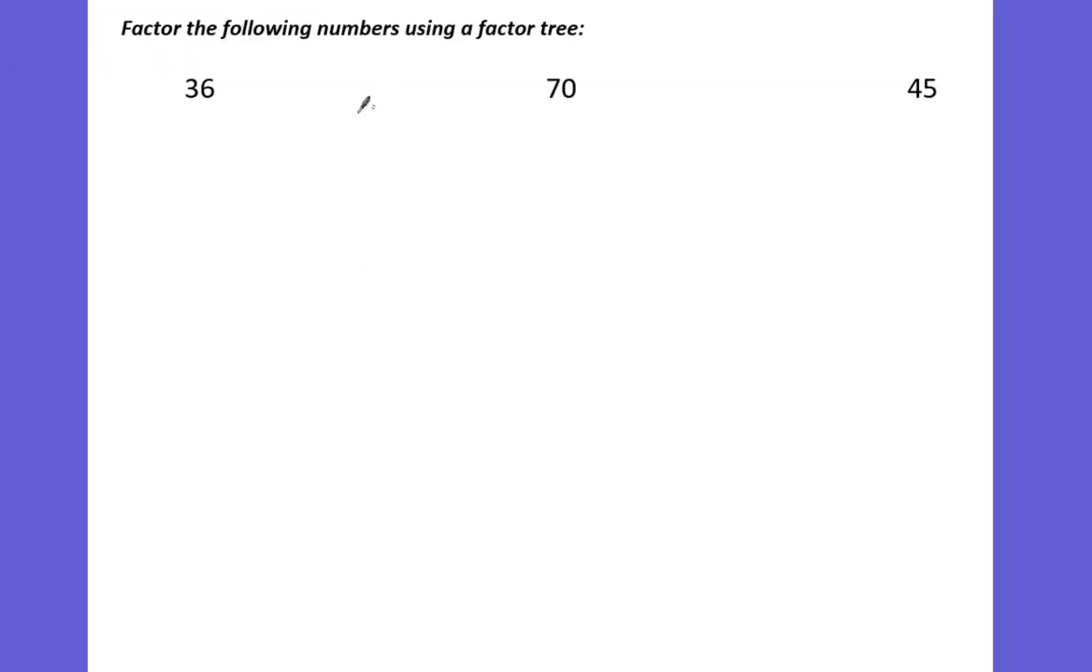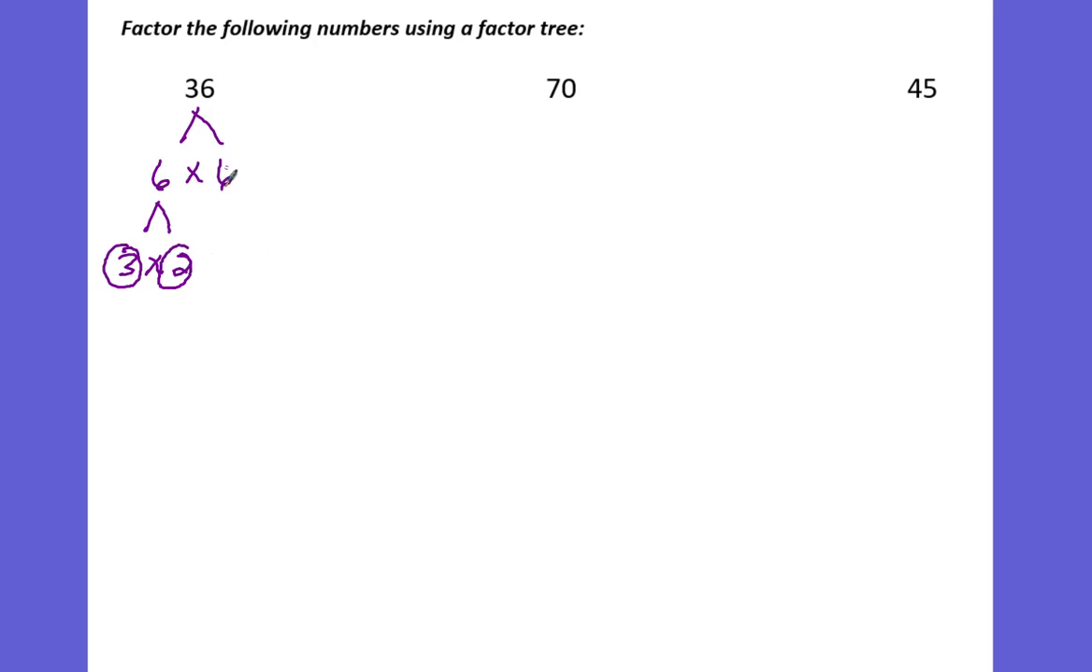Okay, so let's go ahead and use a factor tree to find the prime factorization for these 3 numbers. Okay, so we're going to start with a 36. You can choose any 2 numbers that you want to, any 2 factors, as long as they multiply together to make 36. I'm going to start with 6 times 6. Neither one of these are prime, so I'm going to break each one down. 6 I can turn into a 3 times 2. Both of these are prime, so I will circle them.